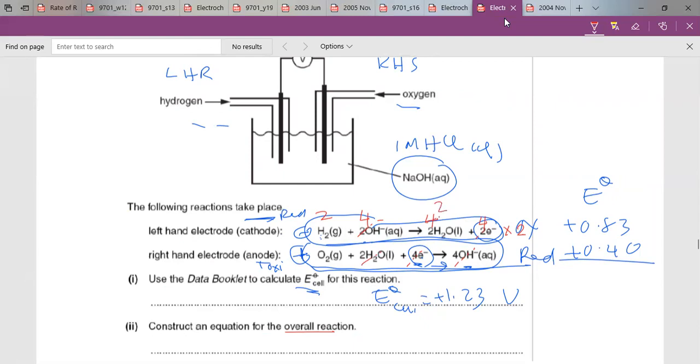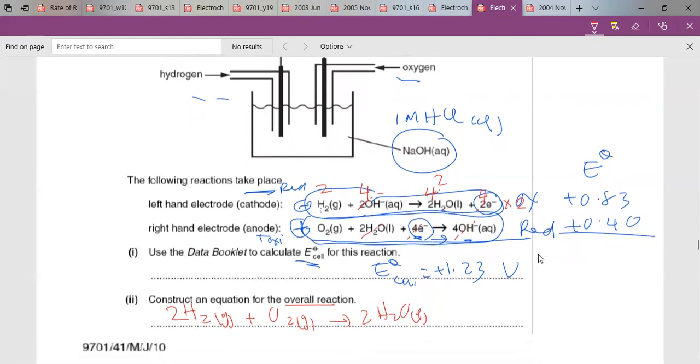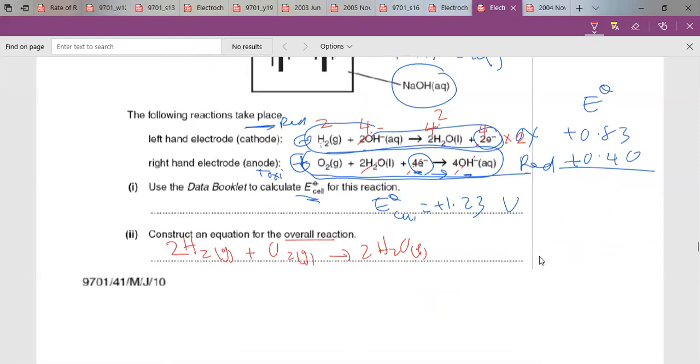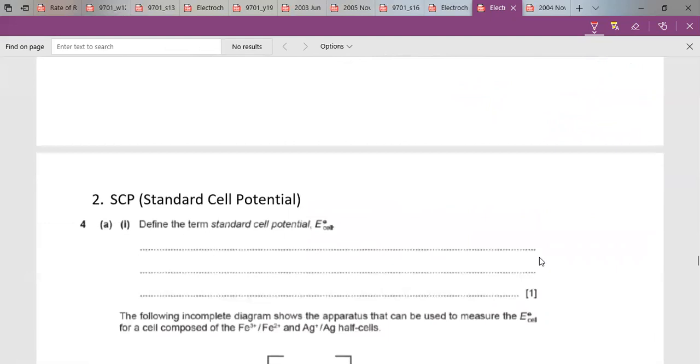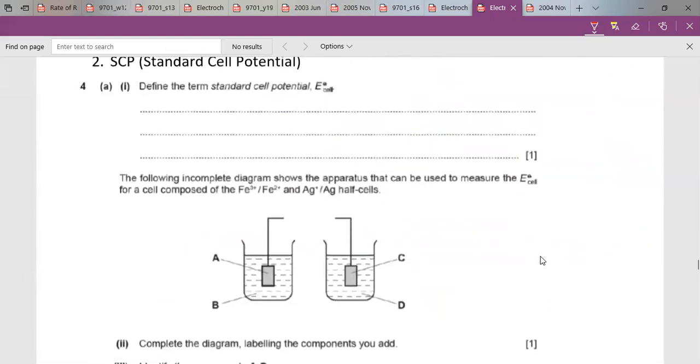So it is H2 gas, put the states, plus 2H2 gas plus O2 gas gives you what? 2H2O liquid. Yes! Full marks. You see? Easy, easy.